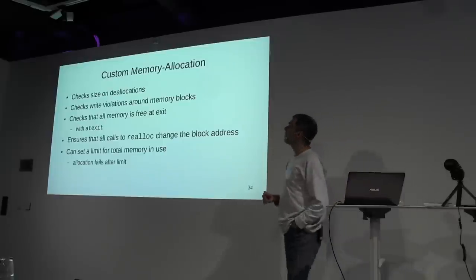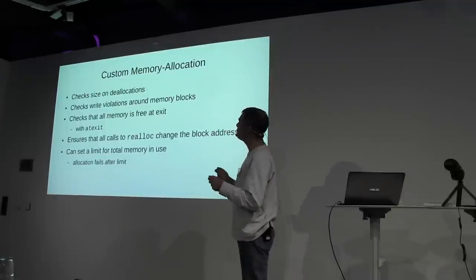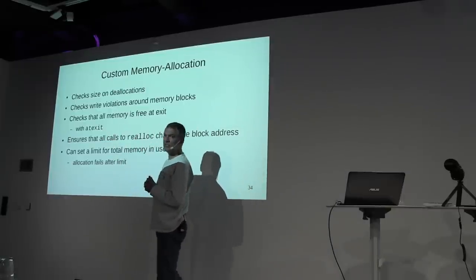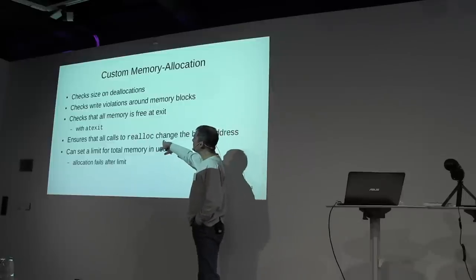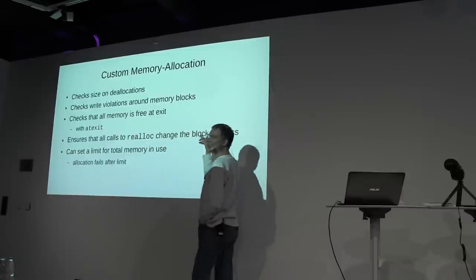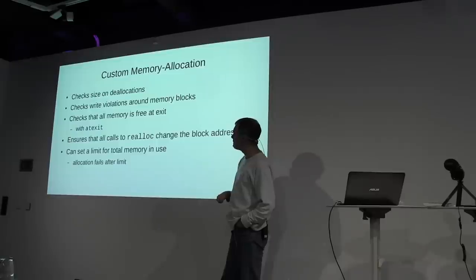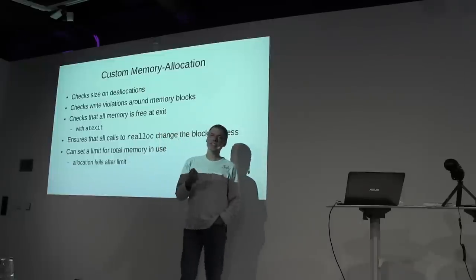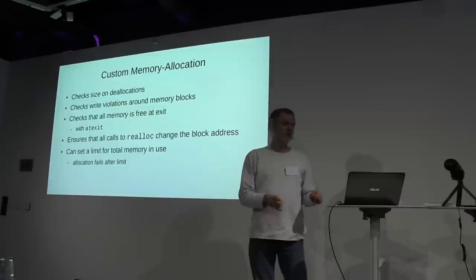We have, of course, a custom memory allocation that is very standard. It checks sizes in all the allocations, it checks write violations, and it checks that when Lua finishes, all memory was freed. Not only no memory leaking, but we really release all memory. And it ensures that all calls to realloc actually change the block address, so we force bugs if there is something that depends on this behavior. And this also, it's very important, I'll show in a moment: we can set a limit for the total memory that we have. Any time we try to allocate more memory than this limit, we get a memory error from the allocator.